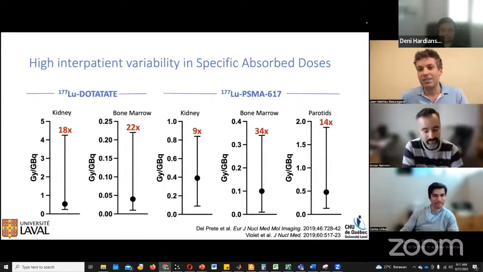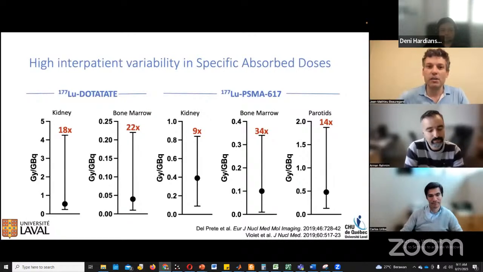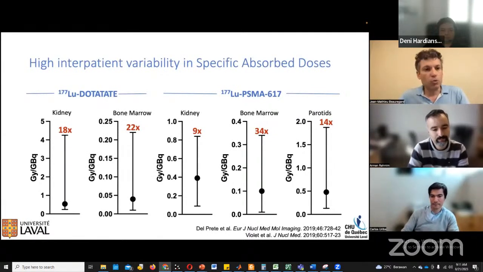Yeah, absolutely not. Why? Because there's a high, if not a huge, interpatient variability in specific absorbed dose. Specific absorbed dose is the gray per GBq of injected activity. And we've seen that with lutetium dotatate. For example, there's about a 20-fold difference between patients receiving the least and the most absorbed dose to their kidney for any given injected activity. Same goes for the bone marrow.